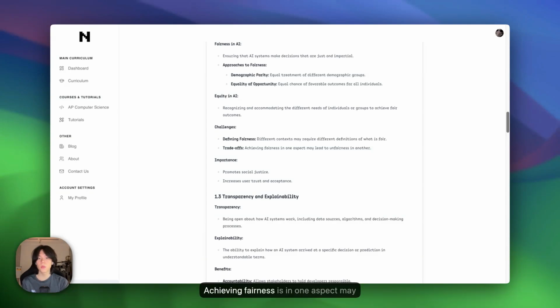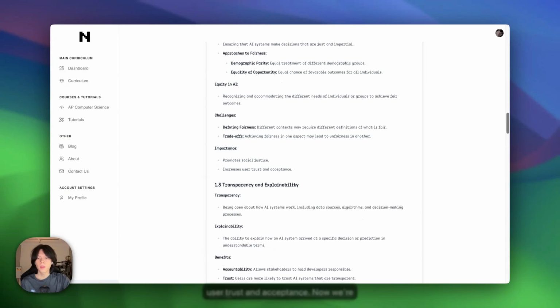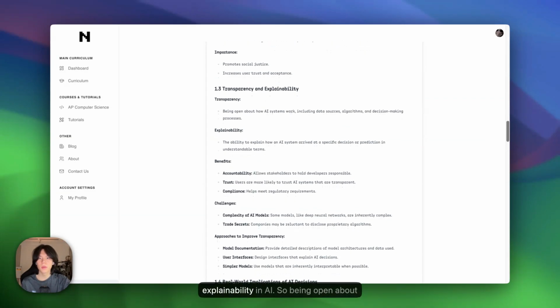Achieving fairness in one aspect may lead to unfairness in another. So again, we have to be very cautious when working with that. But it's important that it promotes social justice and increases user trust and acceptance. Now we're going to talk about transparency and explainability in AI.